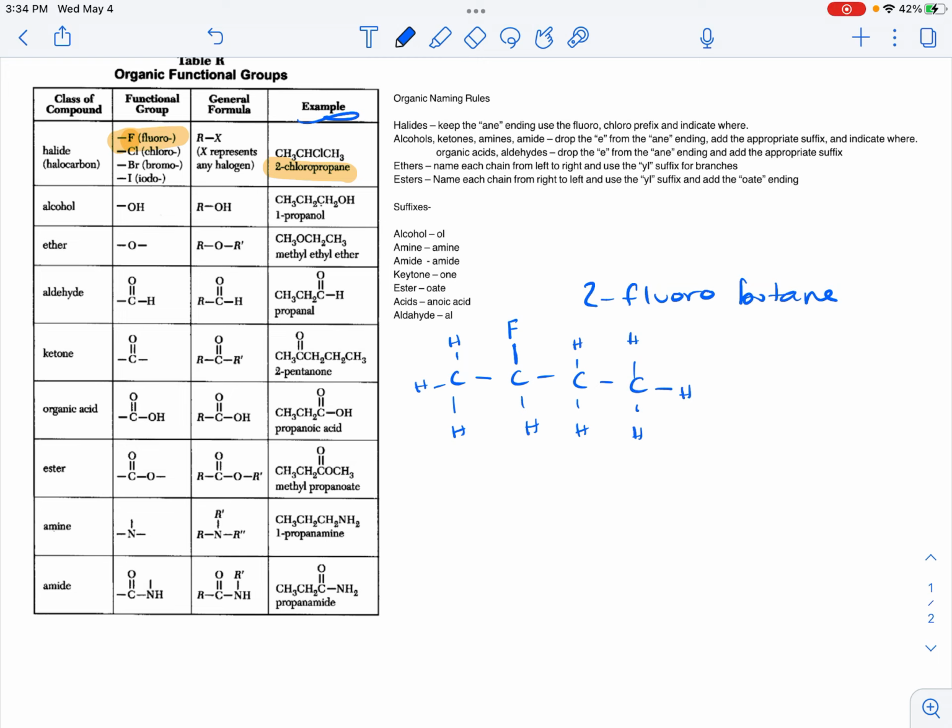Okay, so that's an example of how to identify it, because it has an F in it, and then how to name it. I use these naming rules to name it. So we call that 2-fluorobutane. Sorry. Next, you've got alcohols.